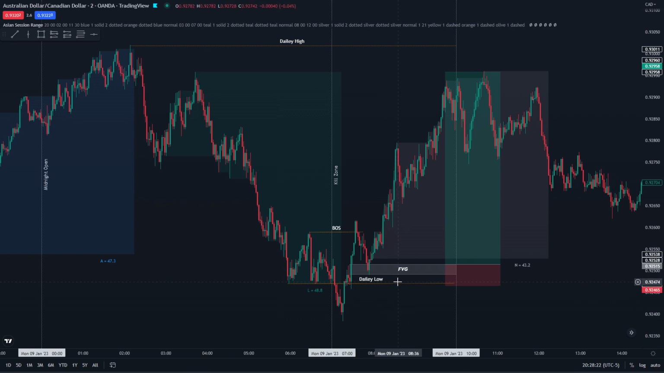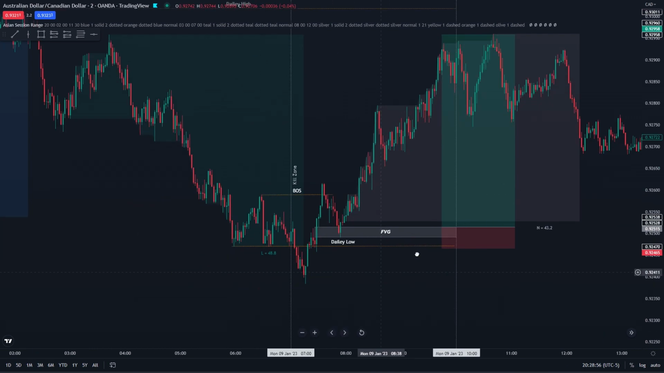Before 7, you want to mark out your daily low and your daily high. As you can see, these are marked out right here. When the kill zone starts, which is 7 in the morning New York time, you want to be looking for your trade. Anything in these areas, you want to be looking for a setup, which is a breaker structure and a fair value gap, a breaker structure with displacement. As you can see, we have one right here.